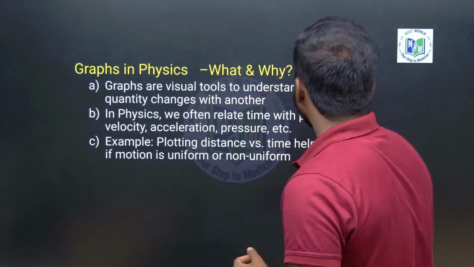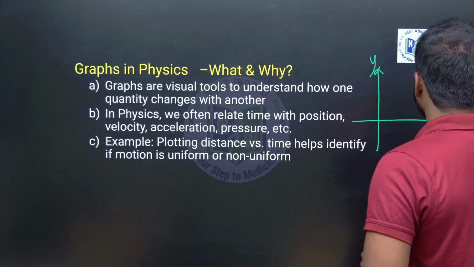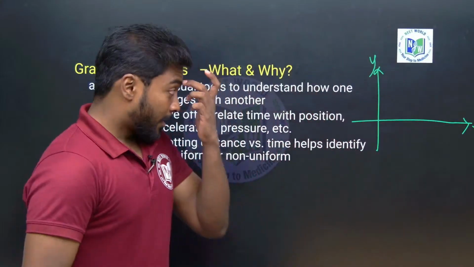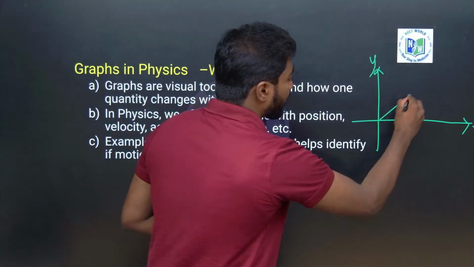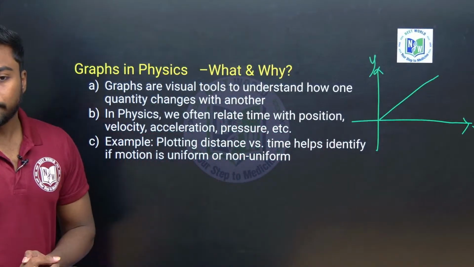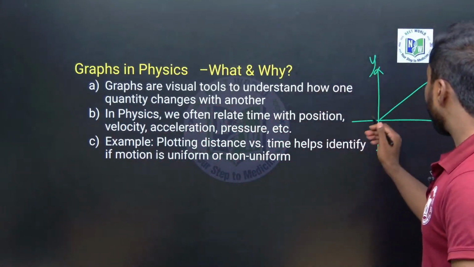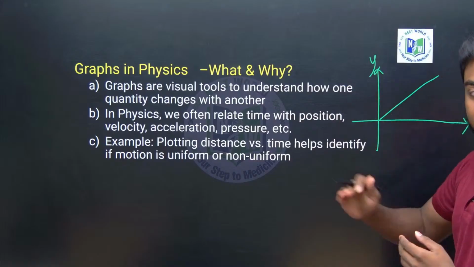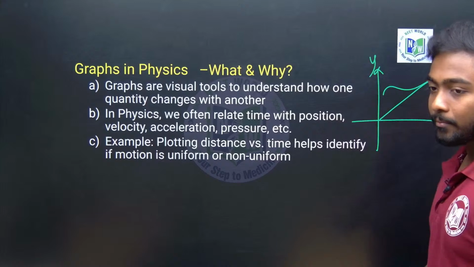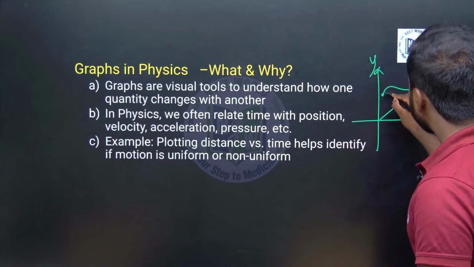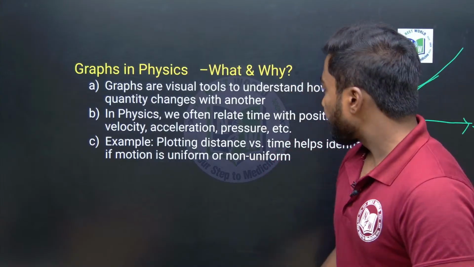If I take a graph, this is y and this is x. Suppose a straight line is there. So I can say that x is changing with respect to y equally, that is uniform. If I take some graph like this, an uneven graph, I can say that at point A and point B both are not equal, so it is non-uniform.